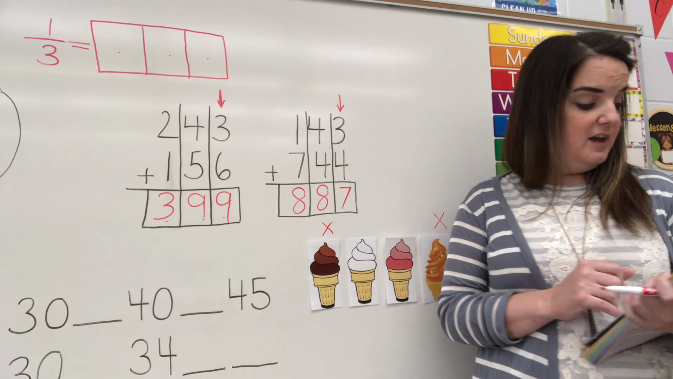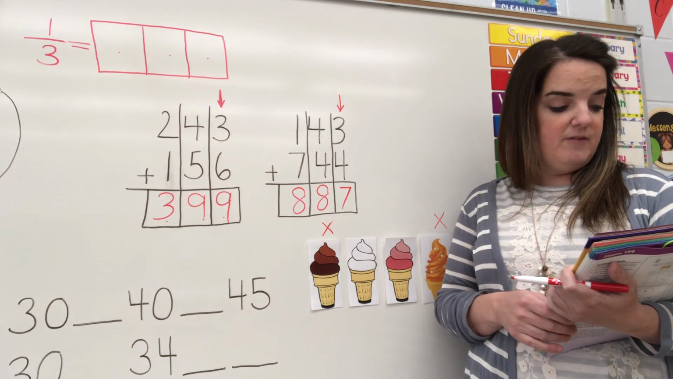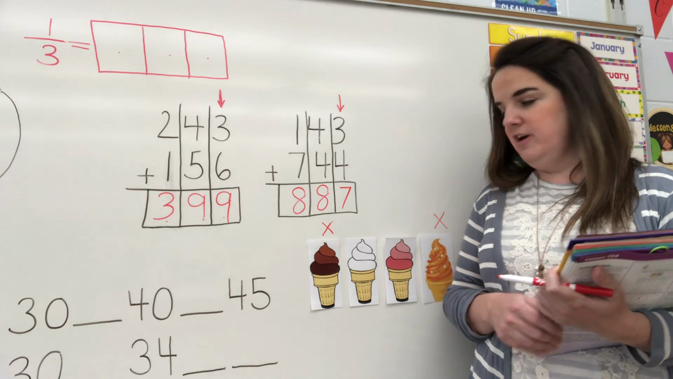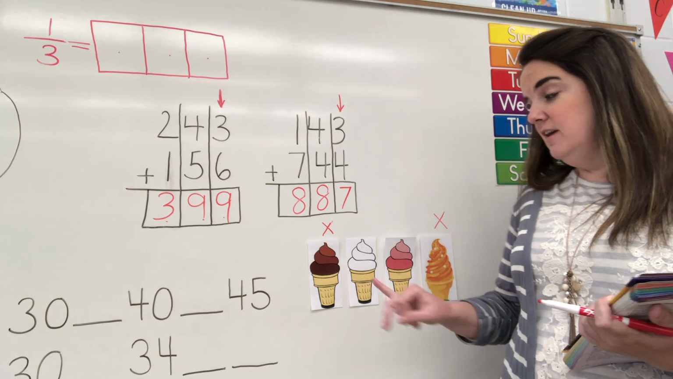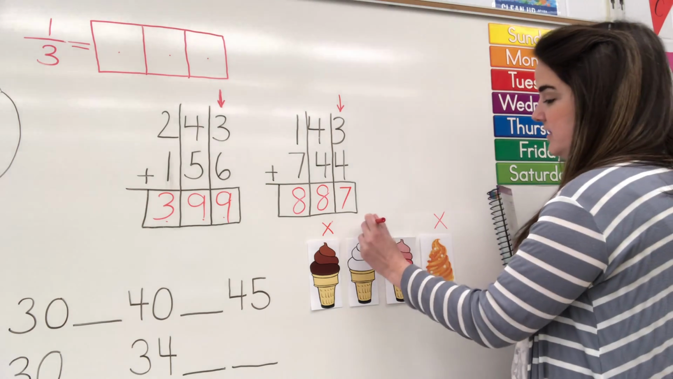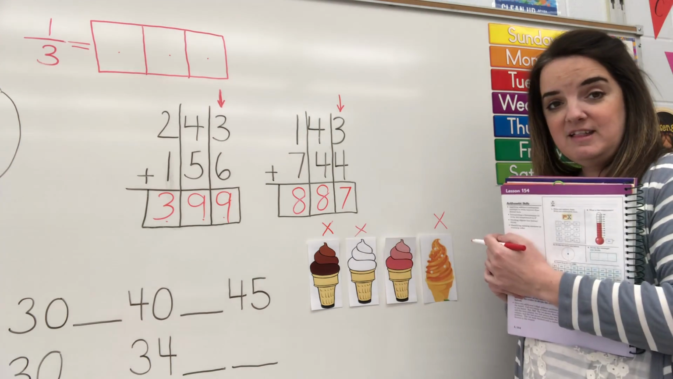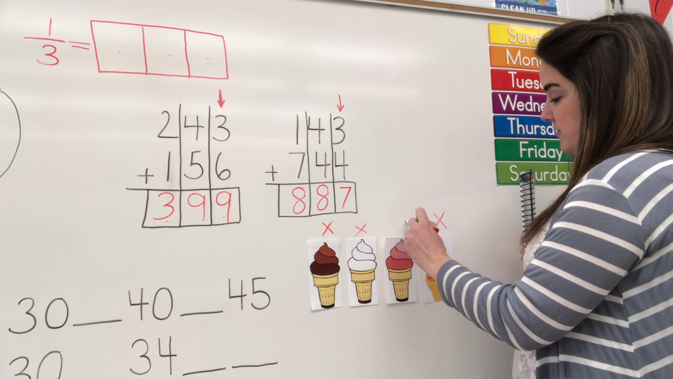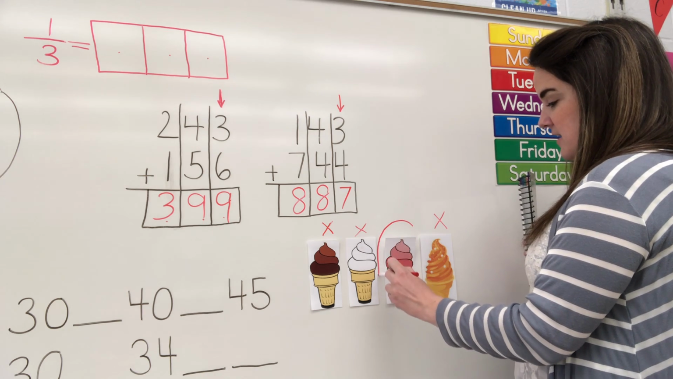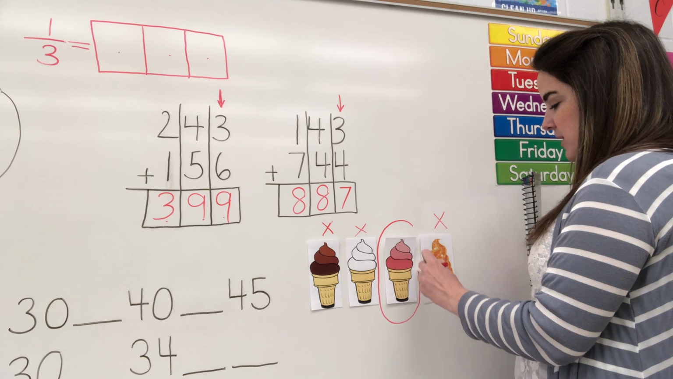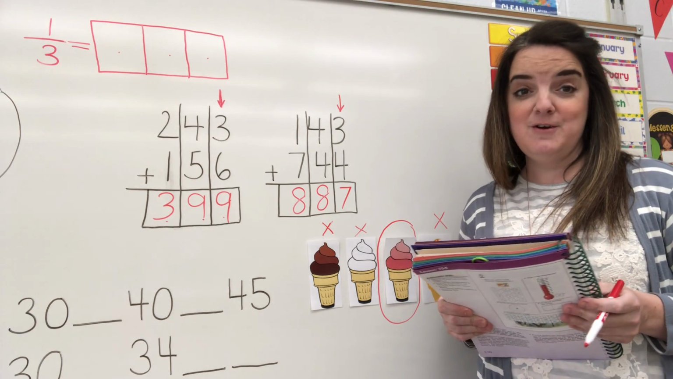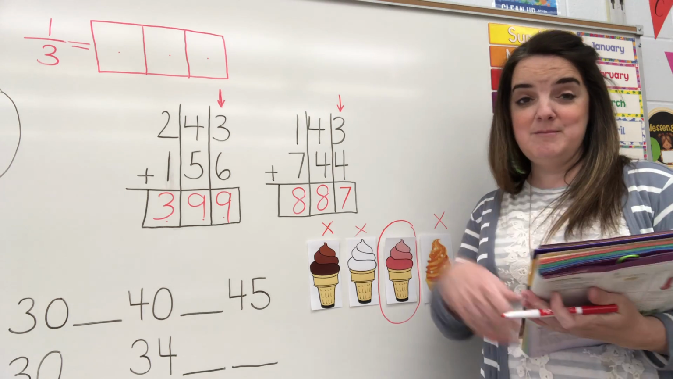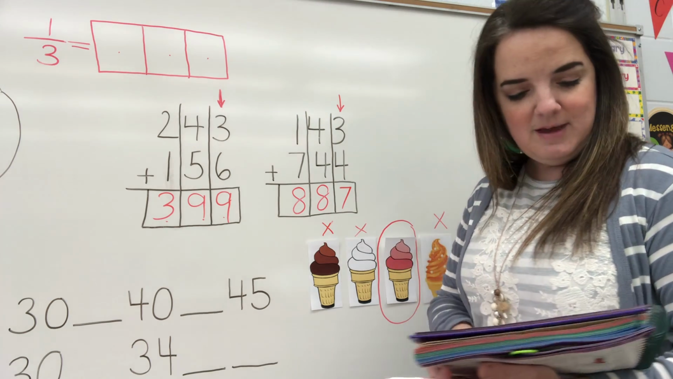And clue C: it is not the flavor beside chocolate. Here's chocolate. Which flavor is beside chocolate? Vanilla. So it's not vanilla. What flavor does that leave? That leaves strawberry. So we're going to draw a circle around strawberry because that is the favorite flavor. How many of you like strawberry ice cream? I do. Woohoo. Yummy, yummy.